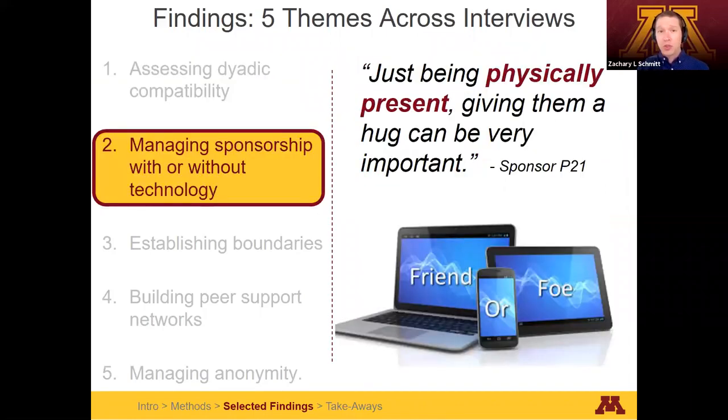Second, participants recognized that technology could greatly benefit the logistic aspects of sponsorship. However, they stated in very strong terms that technology should never replace their in-person, one-on-one connection with each other.